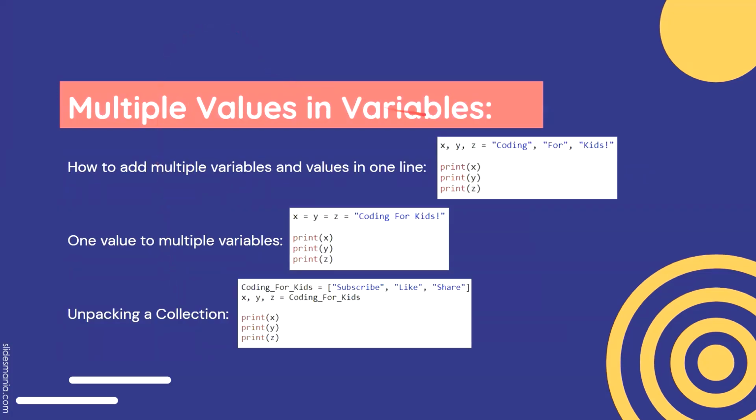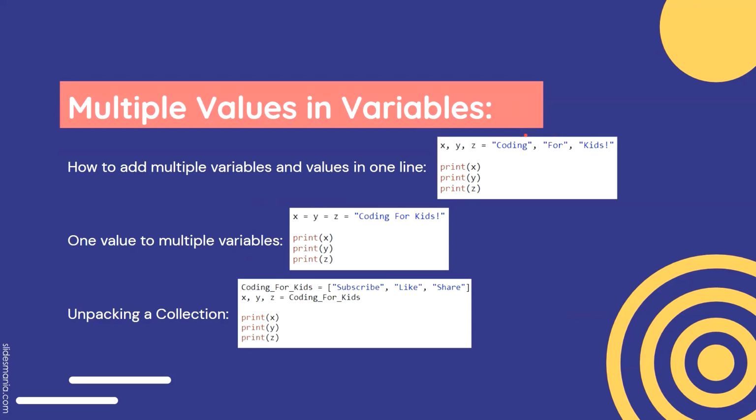Then multiple values in variables. So how to add multiple variables and values in one line. For example, if you have this type of statement, this is how you add multiple variables in one line. If you don't want to take up too much space, you can just put x comma y comma z, and then each one would have its own value. For example, x's value is coding, y's value is 4, and z's value is kids. So you can put multiple variables, as many as you want, in one line.